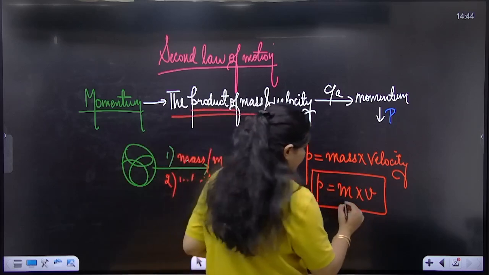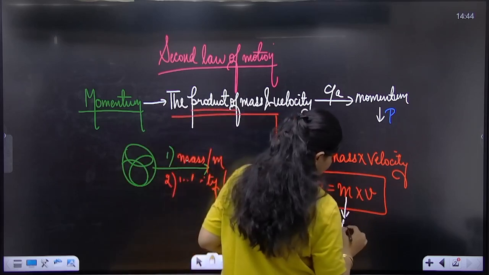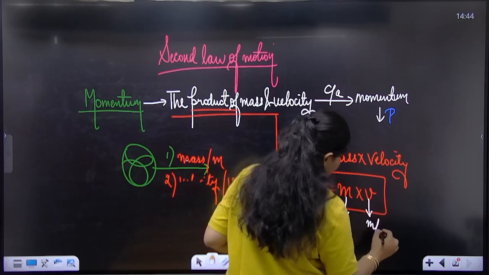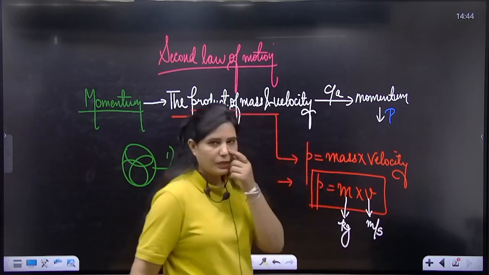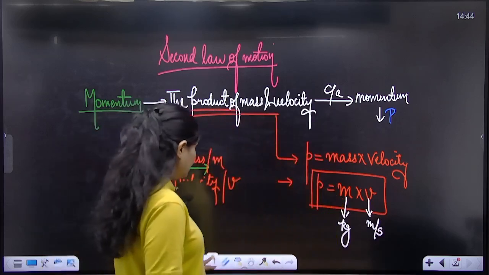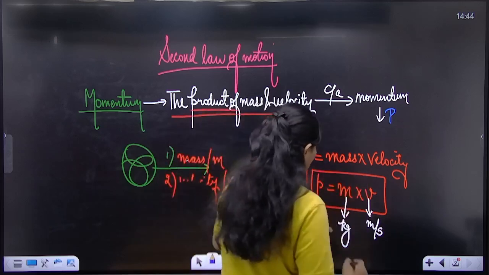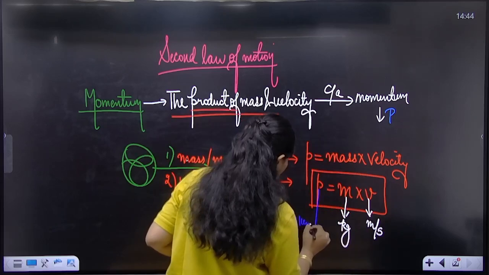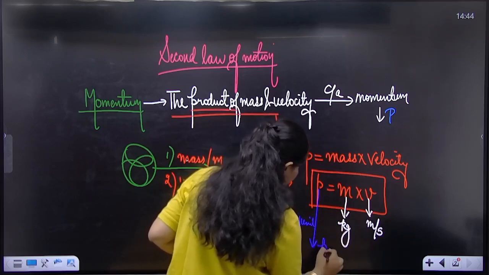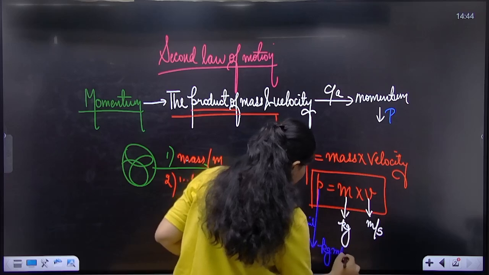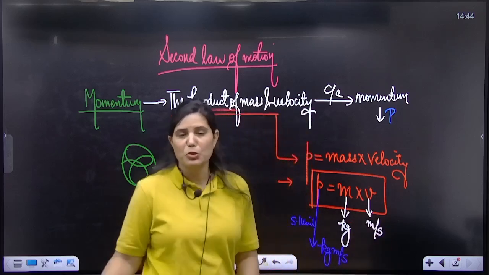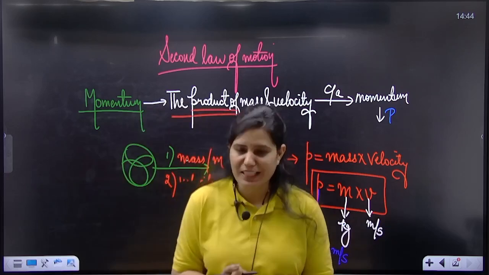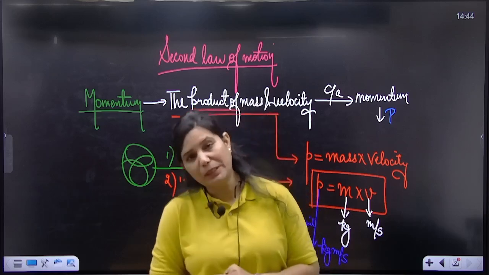You know that the SI unit of mass is kg, and the SI unit for velocity is meter per second. Therefore, the SI unit for this P is what? Kg meters per second. So momentum, product of mass and velocity, SI unit is kg meters per second, and the symbol is what? P. Okay.